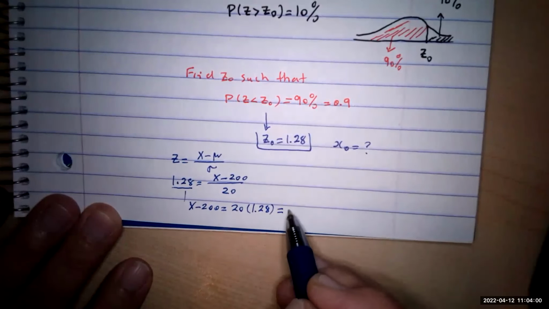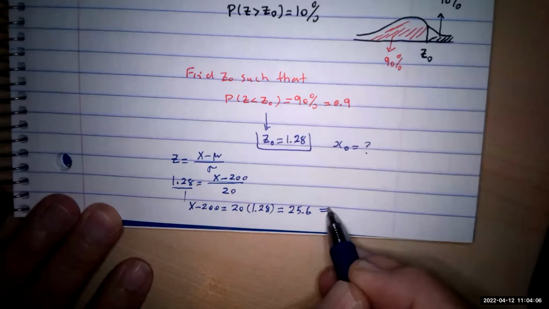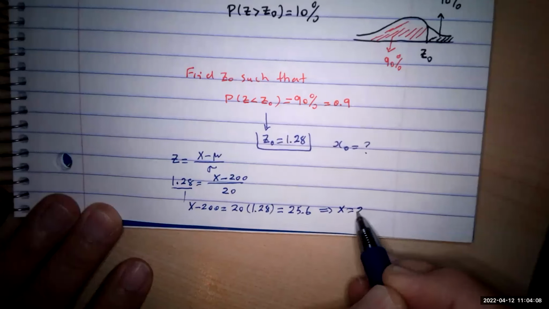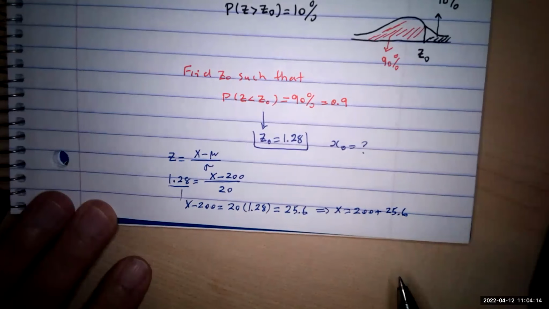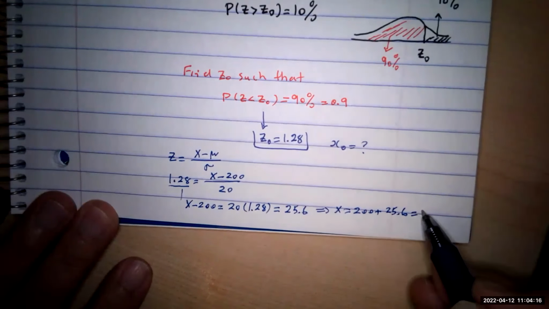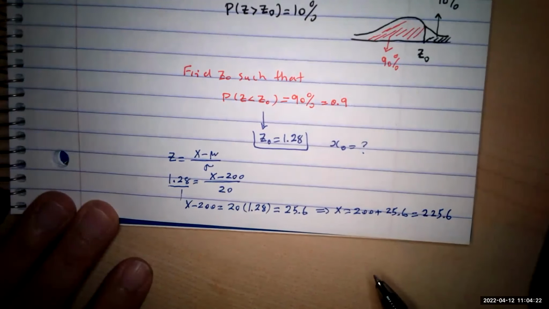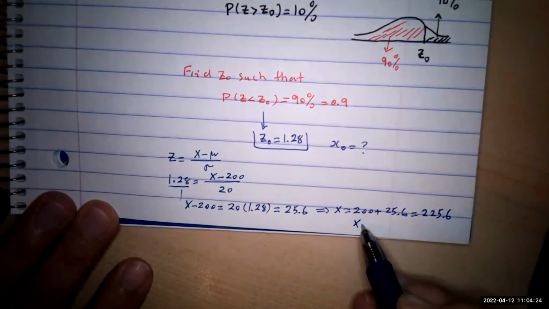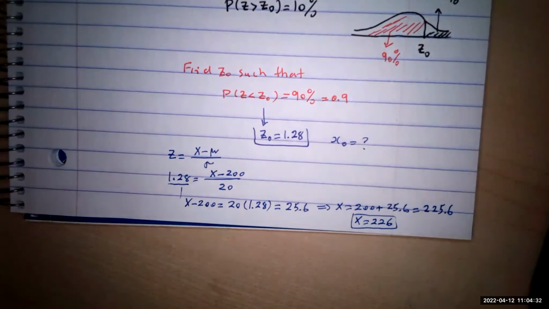So this would be 25.6. Okay, so your X would be 200 plus 25.6. So that gives you something like 225.6. It's a score, you can call it 226. So the X is going to be 226. So you must score the minimum score, 226, to be accepted for that program.